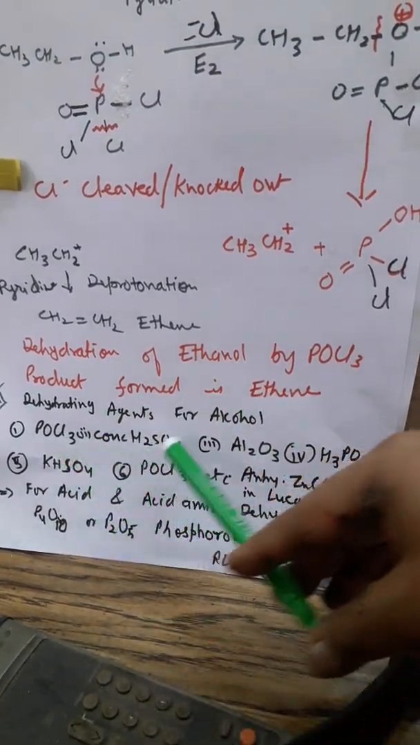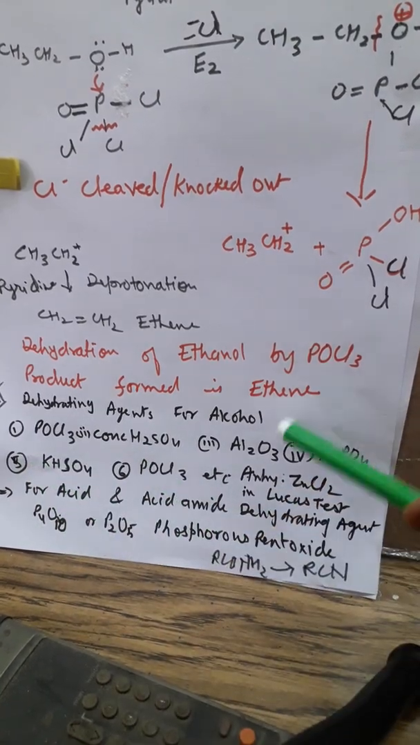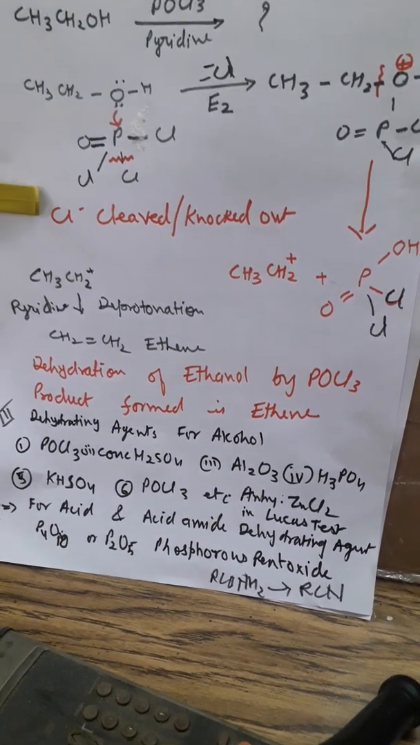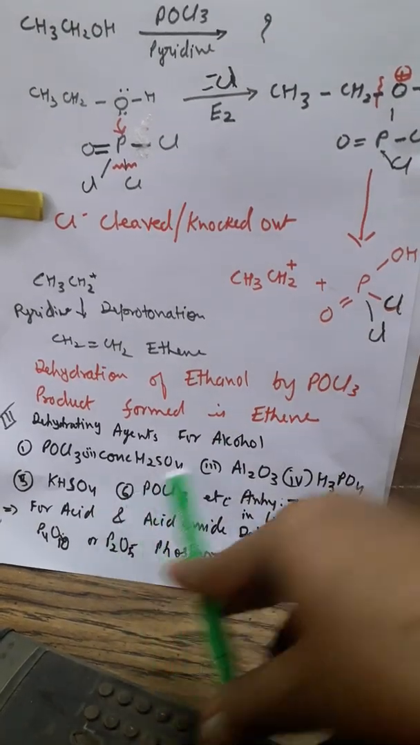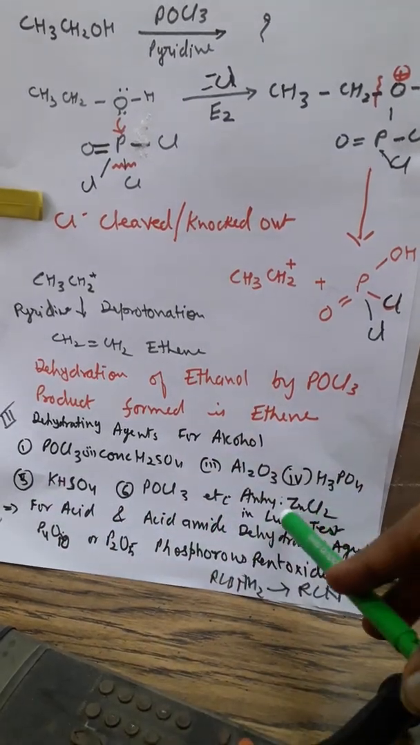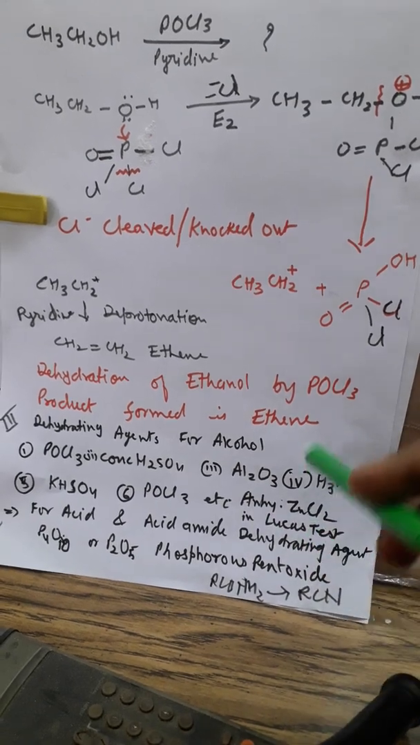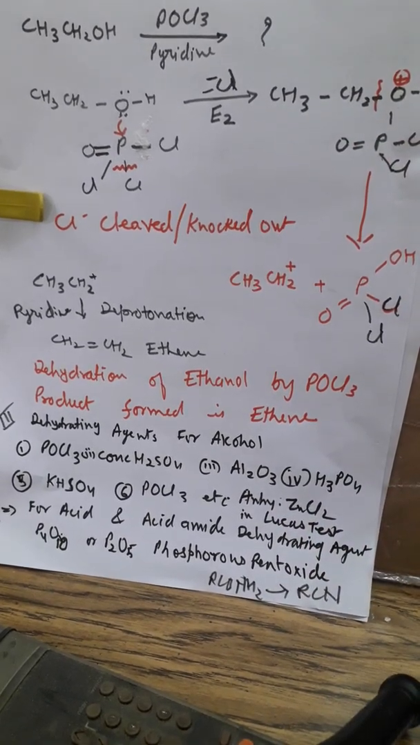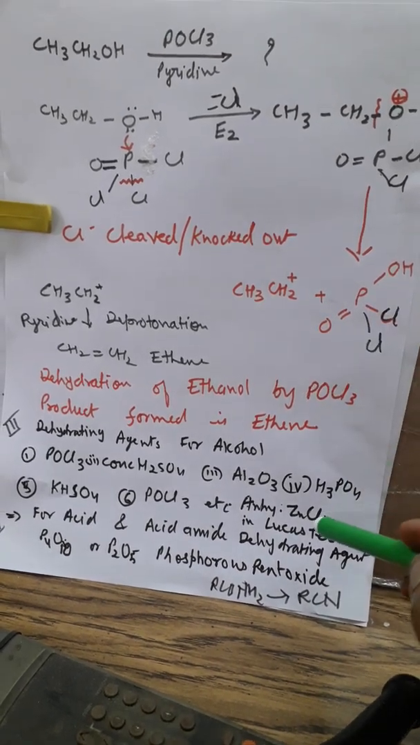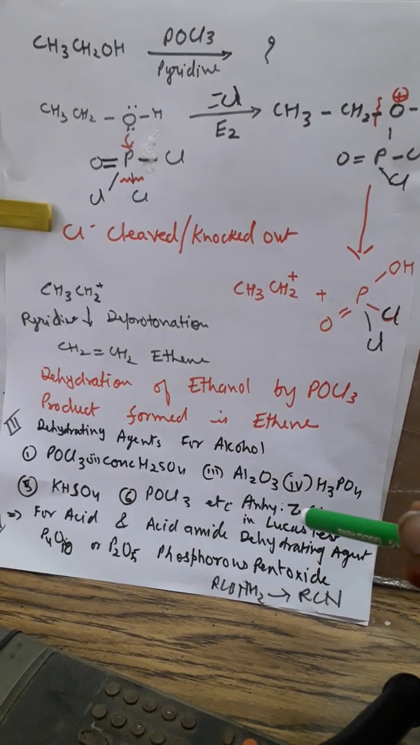Now, there are so many dehydrating agents used for alcohol. I have given you a list: POCl3, conc. H2SO4. Now what is POCl3? This is phosphorus oxychloride. Conc. H2SO4, Al2O3, H3PO4, KHSO4, POCl3, etc. Anhydrous ZnCl2 I have also given, because in the Lucas test it is required. Its requirement is a must, otherwise we will not get turbidity. The reaction will be in equilibrium. This anhydrous ZnCl2 removes the water formed in the reaction.